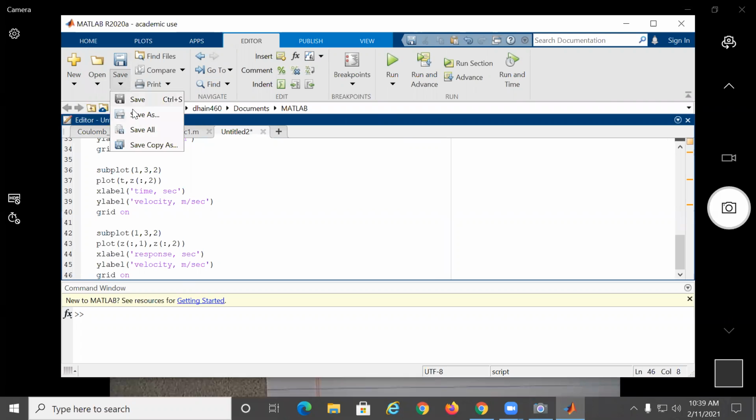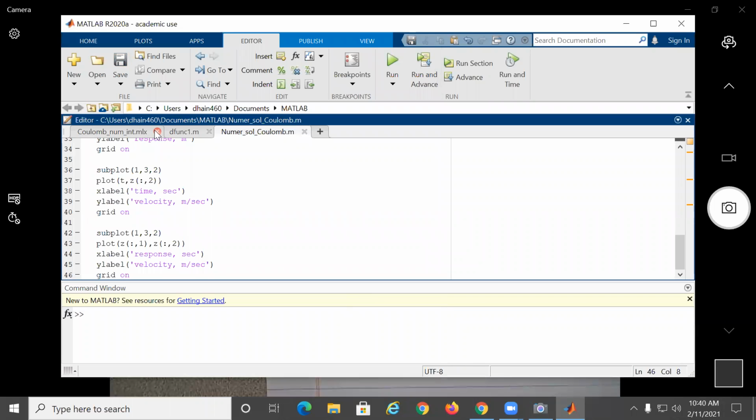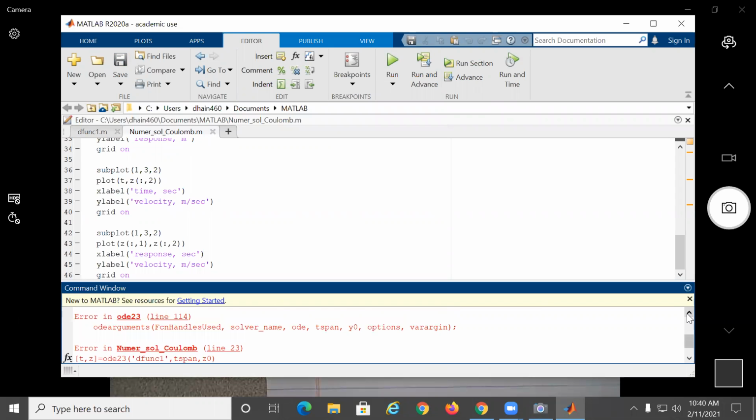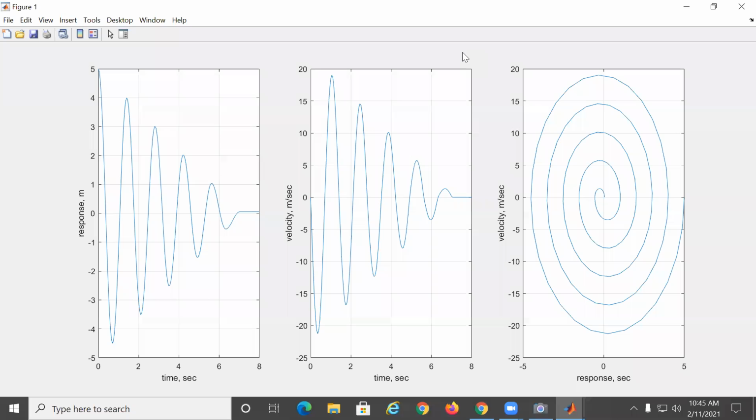All right. So how do we call this file? Numerical solution Coulomb. Save. I don't like the MLX. I'm not familiar with it. So now this should work. No, same problem. Okay, so let's just say after some debugging, we got the solution.